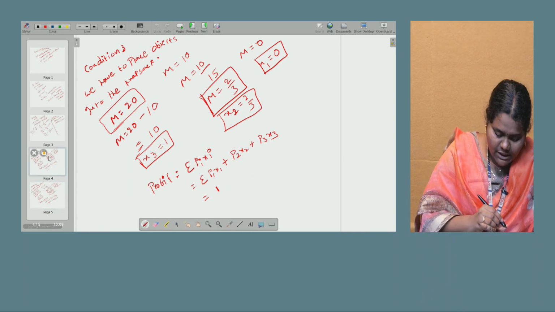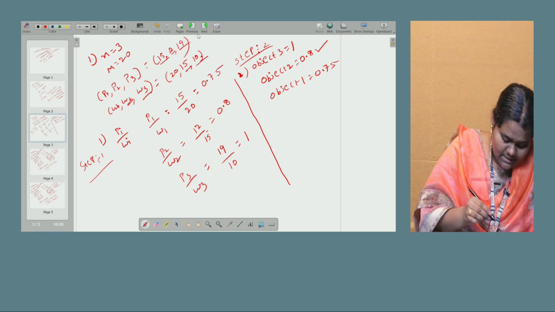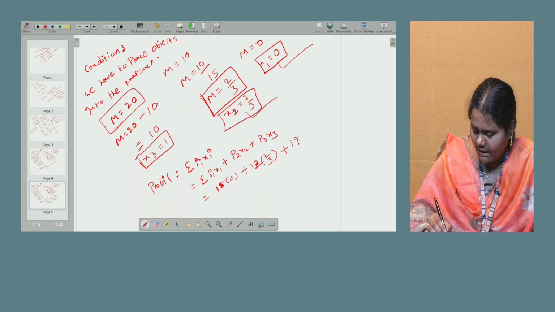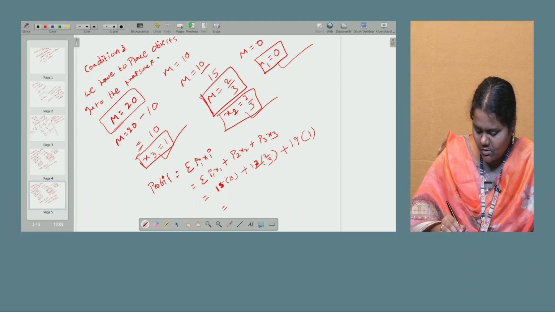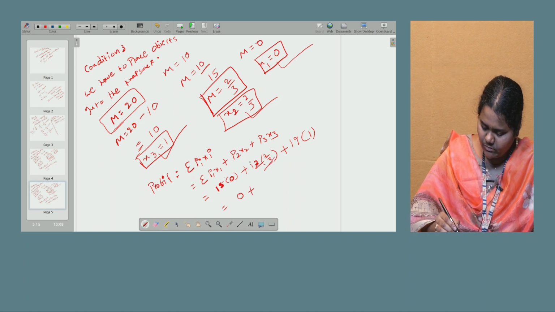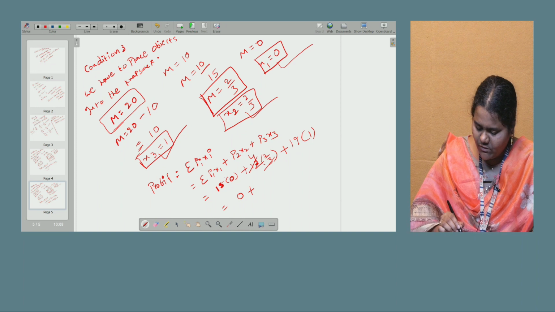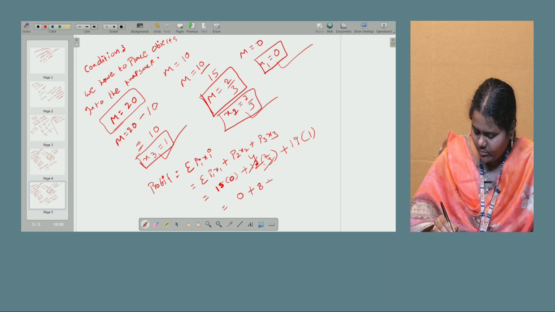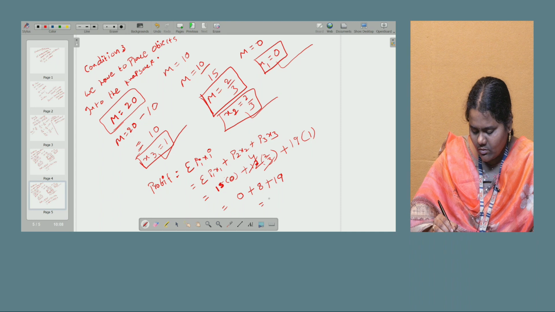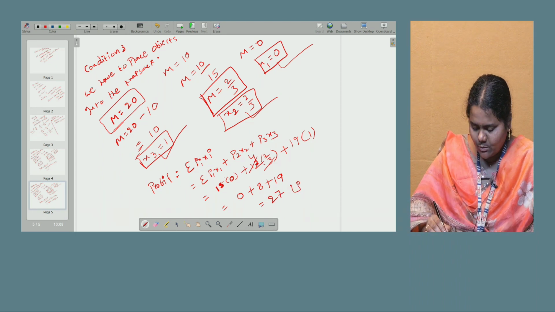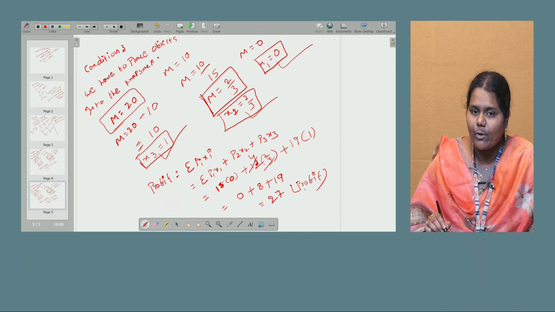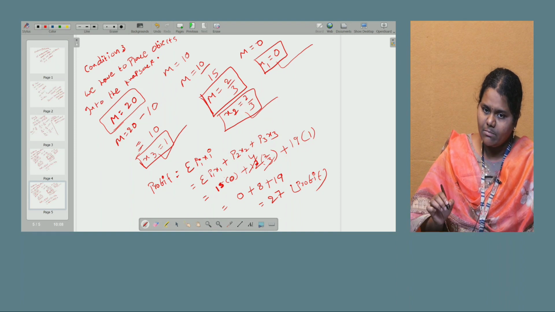What is the P3 value here? P3 value is 19, and the x3 value is obviously 1. So 15 into 0 is 0, plus 12 into 2 by 3, that is 3 4s are 12, plus 19. So obviously the profit of the given knapsack problem is 27. This is the profit of the given knapsack problem.